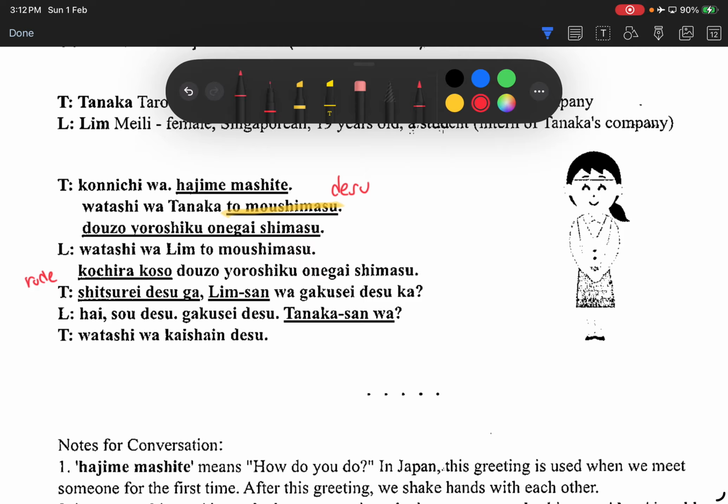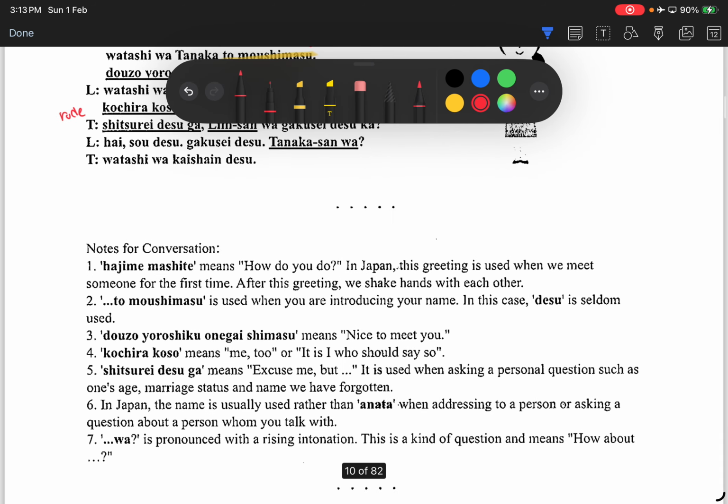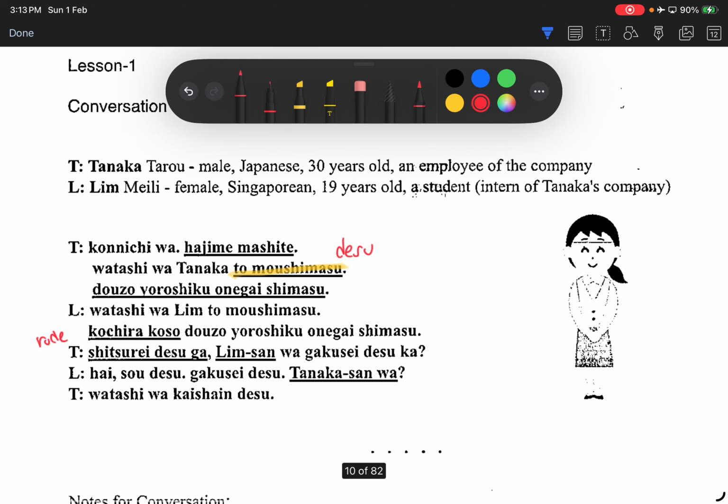Then T replies, 私は会社員です. So I am company employee. I am a corporate slave. Yeah? Another word for company employee, corporate slave. Okay, yeah, so this is the entire passage. Any questions from anyone?